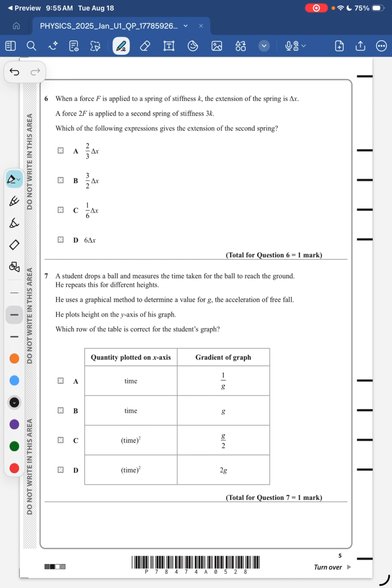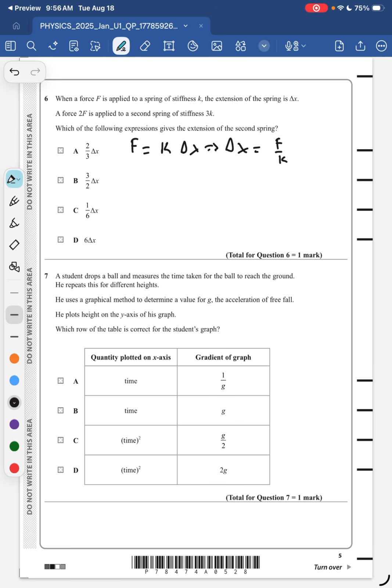6. When a force F is applied to a spring of stiffness K, the extension of the spring is delta X. A force 2F is applied to a second spring of stiffness 3K. Which of the following expressions gives the extension of the second spring? So, for the first spring, we have a force F, which is equal to K times the extension. So the extension is F over K.